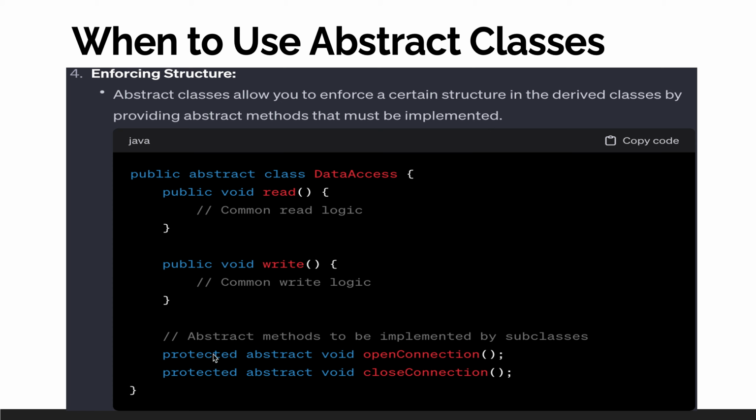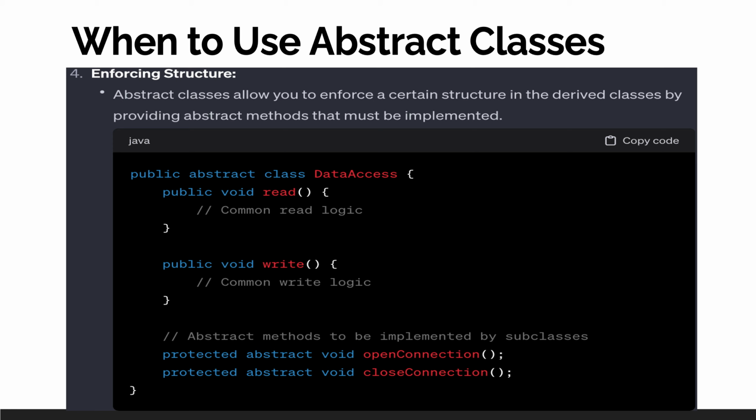So if we have defined any abstract method, it means that this abstract method is going to be implemented by all the subclasses. So when we have a requirement to enforce the structure to follow across teams or across modules, in those kinds of scenarios we can go for abstract classes. So these are some of the use cases and advantages of using abstract classes.